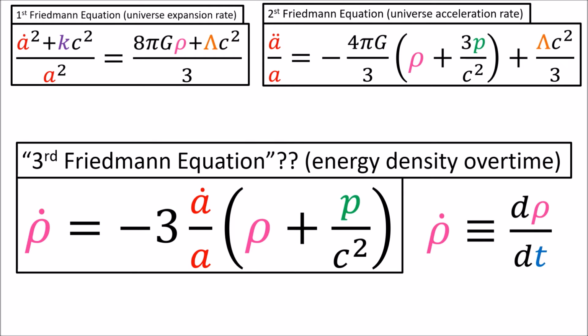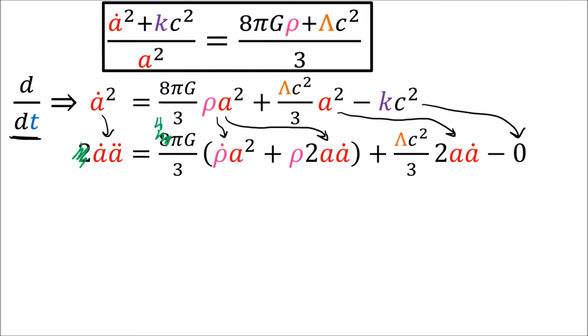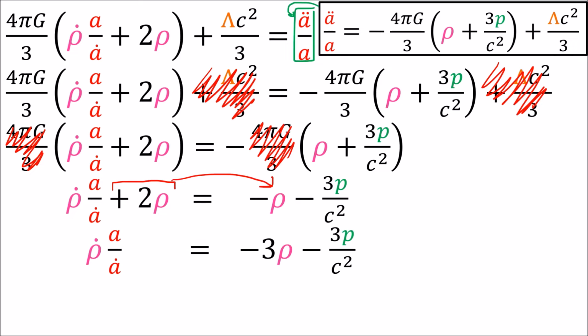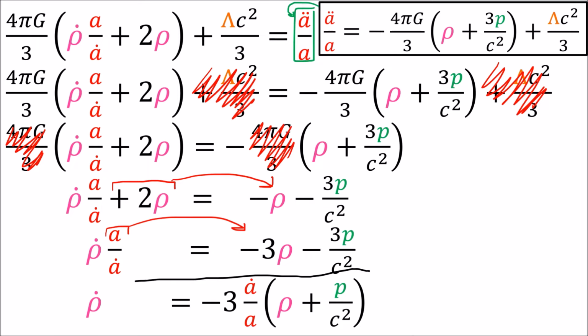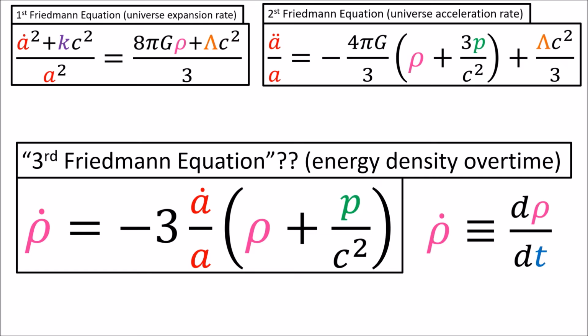You can pause if you want to see the details, but we get this by taking the derivative of the first Friedmann equation and then substituting in the second Friedmann equation. This equation tells us how mass density changes over time as the universe changes size. Unsurprisingly, as the universe gets bigger with positive a dot, the mass in the universe gets less dense, so the result is a negative rho dot.